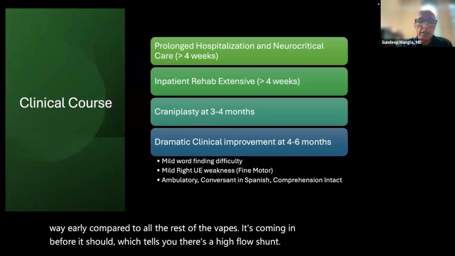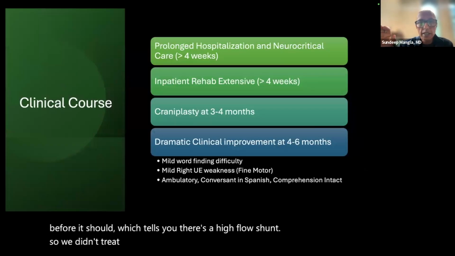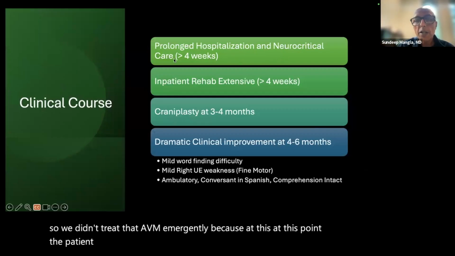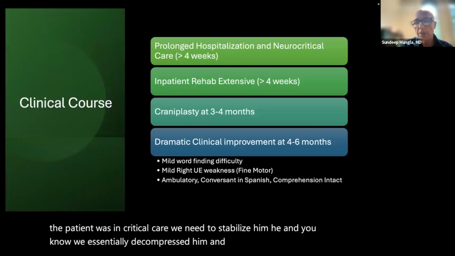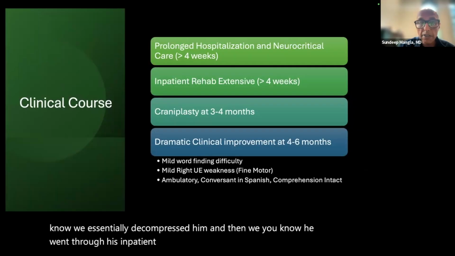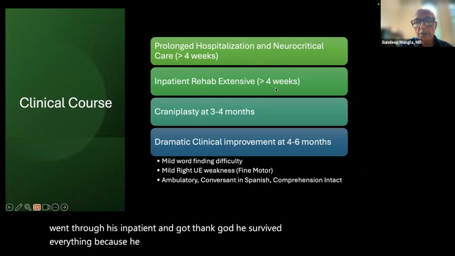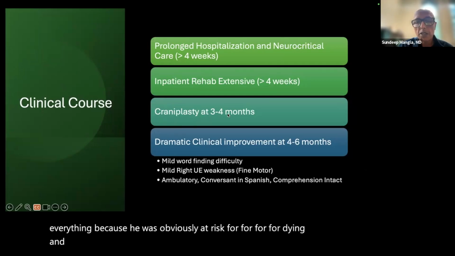So we didn't treat that AVM emergently because at this point, the patient was in critical care. We needed to stabilize him. We essentially decompressed him, and then he went through his inpatient stay, and thank God he survived everything because he was obviously at risk for dying. And over the next few months, he recovered.